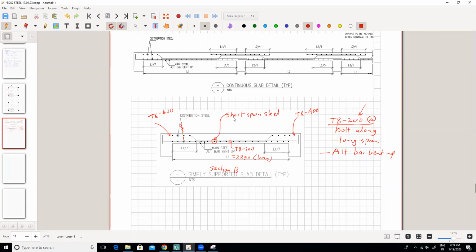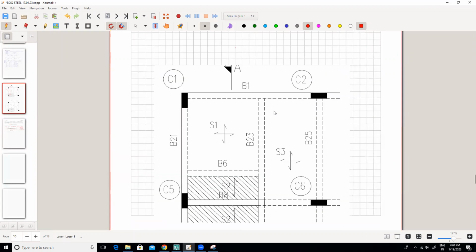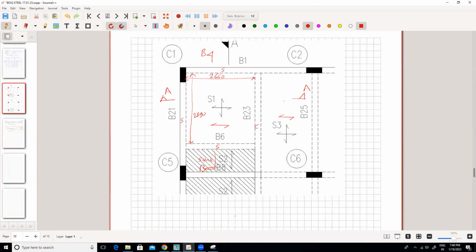Where will you see this steel? In which section can you see it? In this section, right? The continuous beam, AA. Right. So it will be your section AA. And let's say this is your section A. So in section A, how much is this distance? 2660. 2660. And how much is L2? We took L2, right? This is your L2.